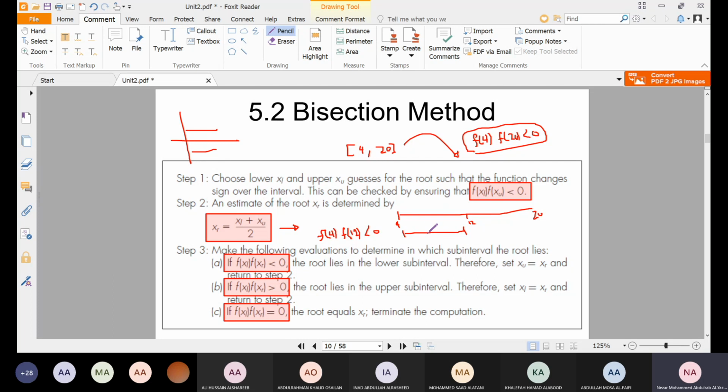So in this case, if this is greater than 0, I will ignore this one. I will consider this one. So I only have this solution now. I will start from.